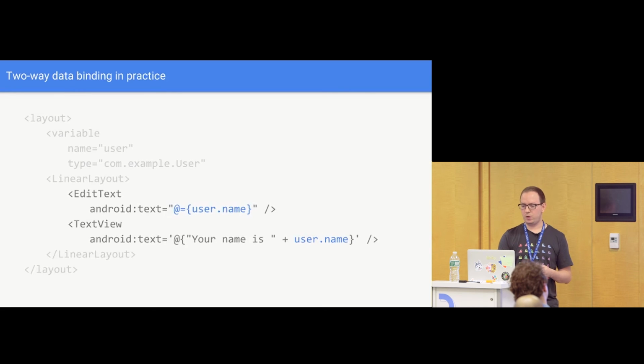Okay. So here's another example of using two-way data binding. The user edits the name, and then it shows up in a text view below that in real time. So as soon as you edit the username, it says, hello, your name is username.